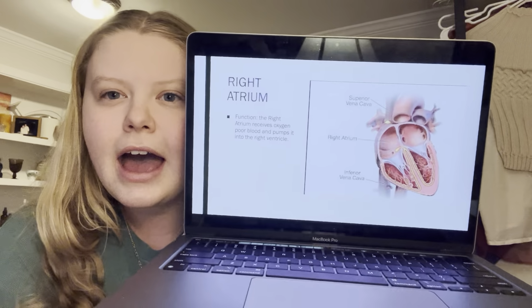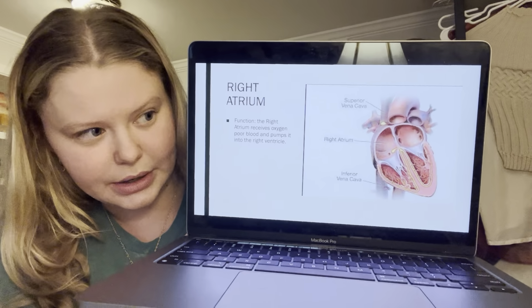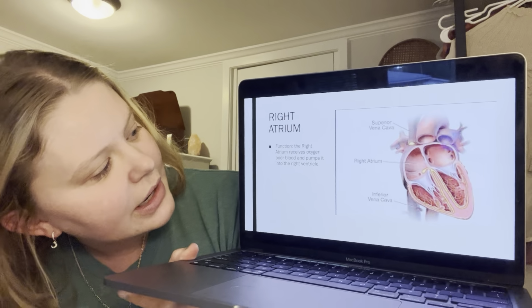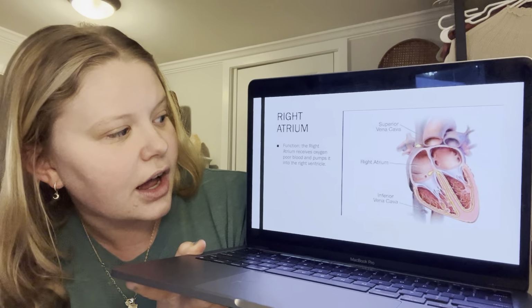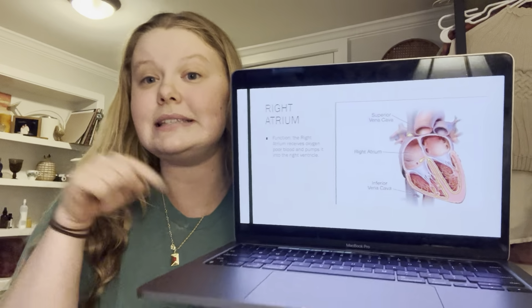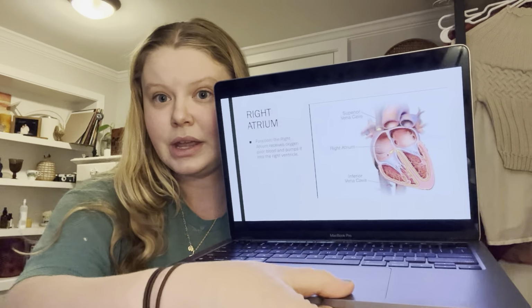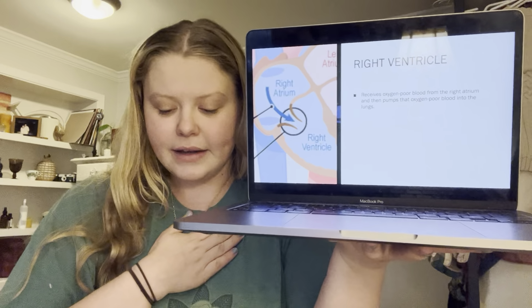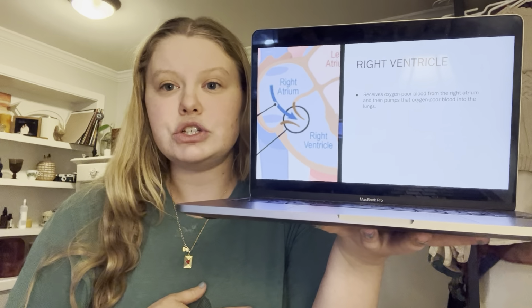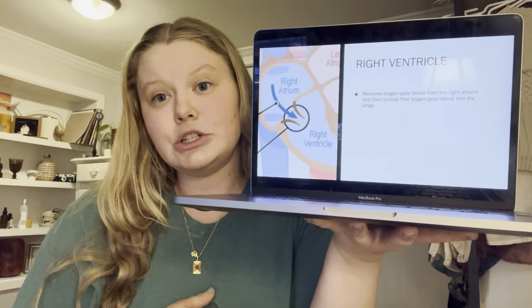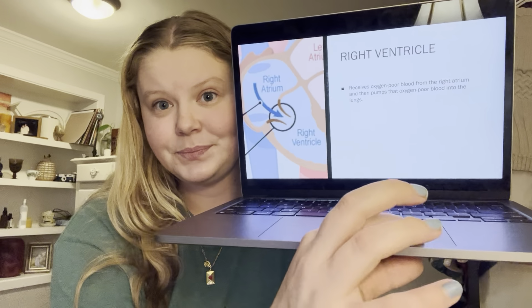So now we have the right atrium. Just to talk about the right one, its function is it receives oxygen-poor blood, and it pumps it down into the right ventricle. Then the right ventricle receives the oxygen-poor blood, and it pumps it to the lungs.